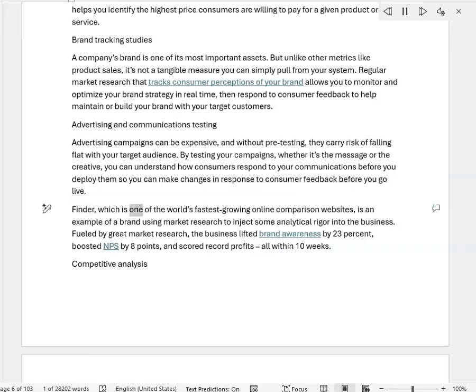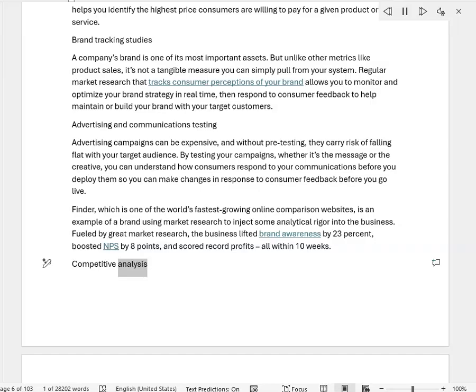Finder, which is one of the world's fastest growing online comparison websites, is an example of a brand using market research to inject some analytical rigor into the business. Fueled by great market research, the business lifted brand awareness by 23%, boosted NPS by 8 points, and scored record profits, all within 10 weeks.